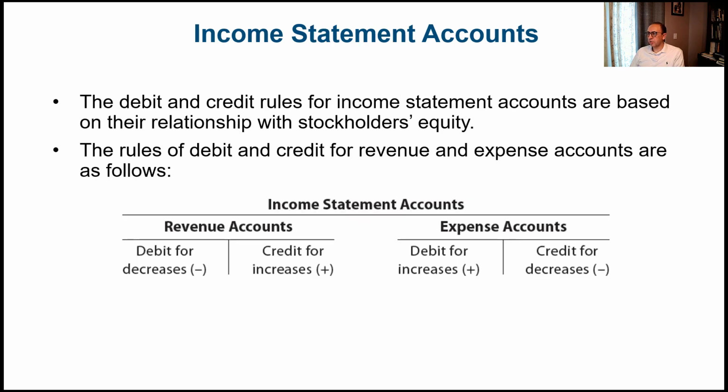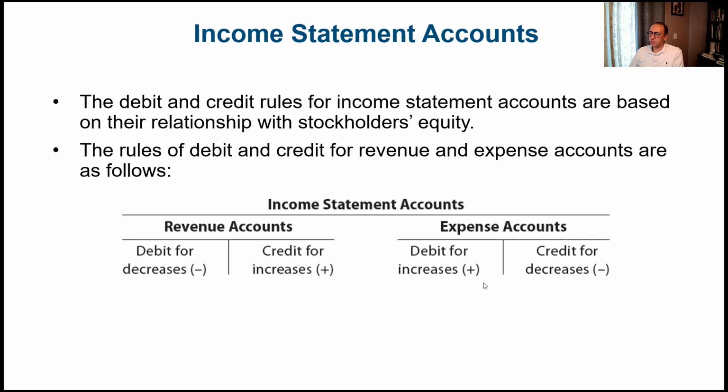Now let's look at the income statement. The income statement affects stockholders' equity. So whatever is good for stockholders' equity would be good for accounts that are related to the income statement. Now let's think about revenue. Revenue is something that would increase the stockholders' equity, and because it increases the stockholders' equity, it follows the same rules. So the credit side is the good side for revenues, and the debit side is the bad side for revenues. When I say bad side, I mean it's the side that would decrease it.